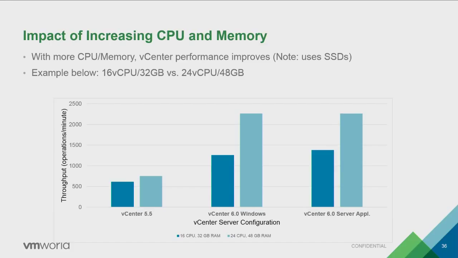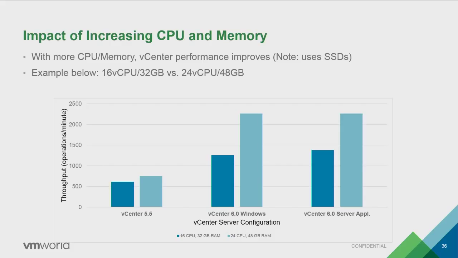Now, it's probably obvious, but it does bear emphasis. If you give vCenter more CPU and more memory, and if you make sure that the I/O subsystem backing it is well balanced, you're going to get better performance. Like I said, that sounds obvious, but bear with me for a minute and I'll explain why it's not obvious. In the chart below, I show you for vCenter 5.5, for 6.0 Windows, and for the 6.0 appliance, the impact of adding more CPU and memory.